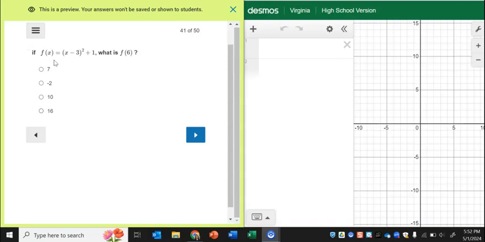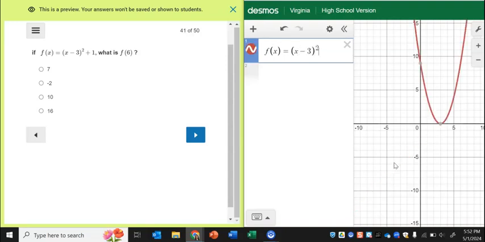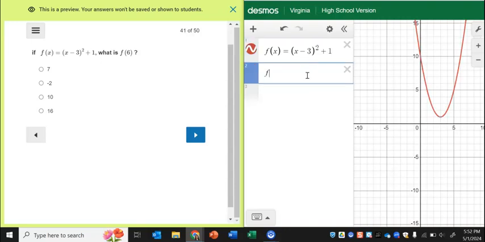It says here, if f of x equals this function right here, what is the value of f of 6? So basically it's asking you to take 6 and plug it in here. The easiest way to do this in Desmos is plug in the function. So f of x equals (x minus 3) squared plus 1. And then it's asking you what is f of 6. So we're just going to put f of 6 right here. And it's 10. What it did was it took the 6, plugged it in here, and then calculated.